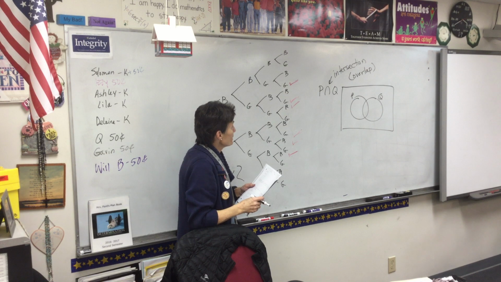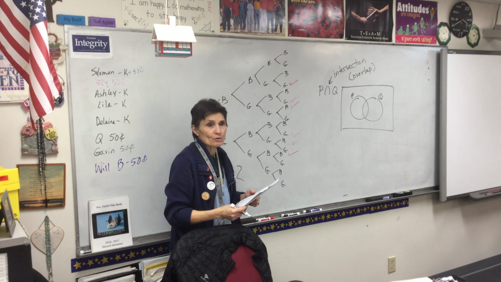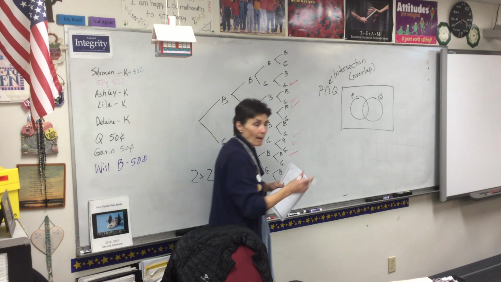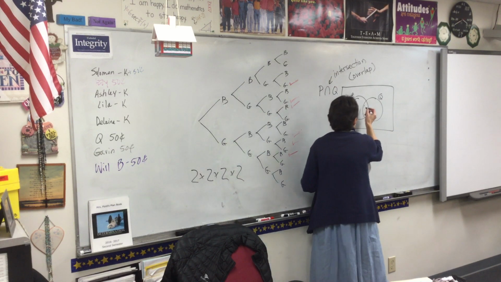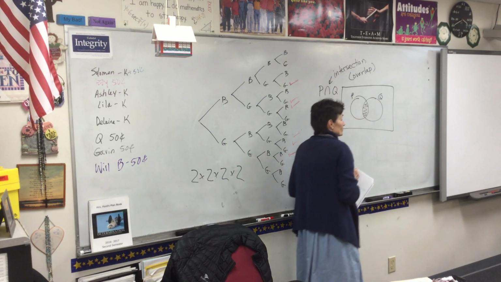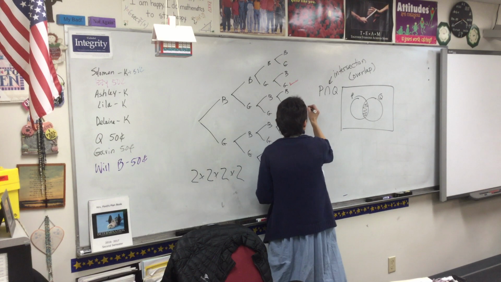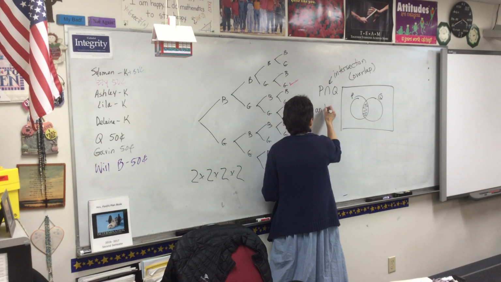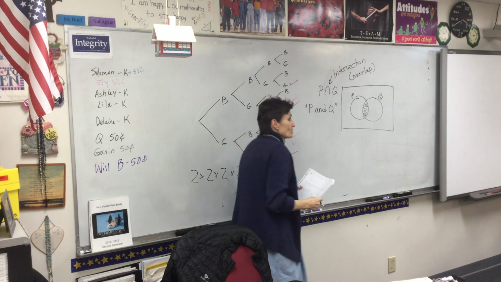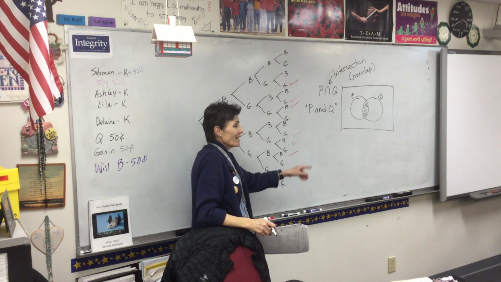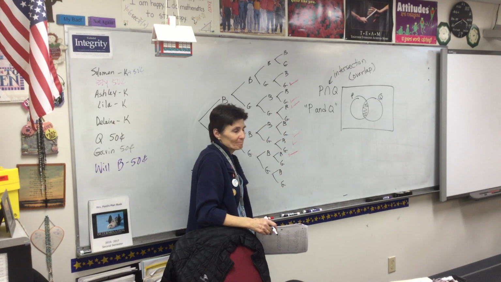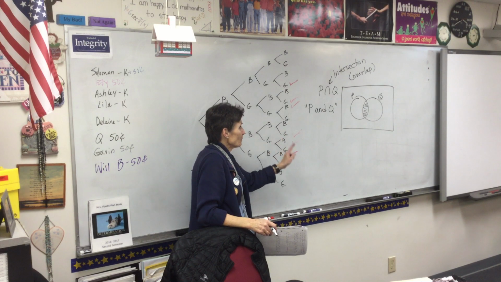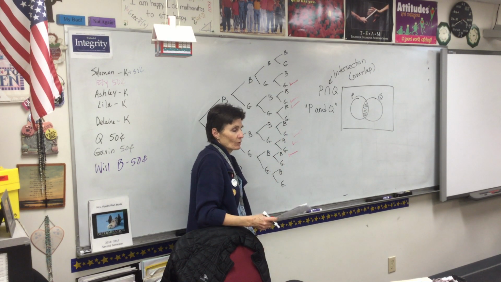So if we are going to shade the intersection or the overlap, what are we shading? Just this part right here. When we read this, we say P and Q. Those are the people that drink red and blue Gatorade. Or those are the people that like brownies and cookies. We say and. That means overlap.